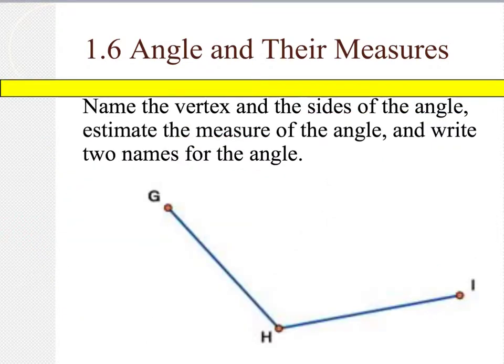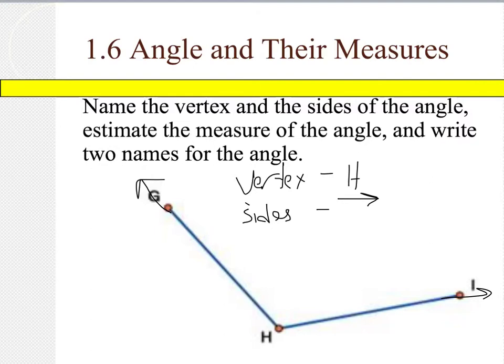Try that same thing on this one. These are supposed to be rays that are going on forever. Okay, it says name the vertex, the sides, estimate the angle, and write the two names. Give this a shot. All right, so vertex. When I look at my vertex, those two rays come together at point H. All right, sides. When I look at these sides, I'm looking at my two rays, ray HG and ray HI. Again, I made those two rays starting with my endpoint.